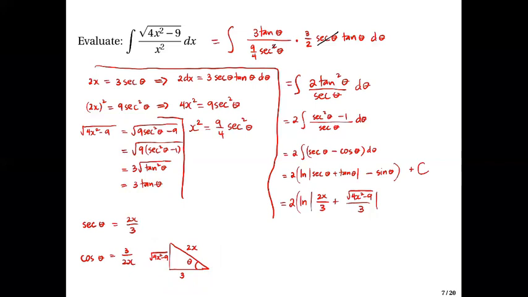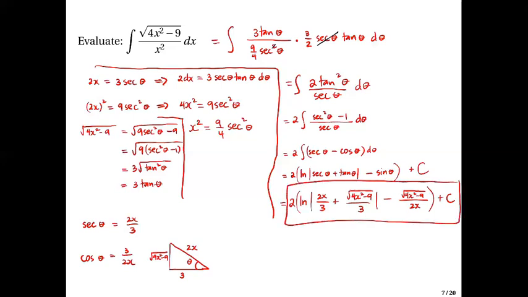And then minus sine theta, it's opposite. So square root of 4x squared minus 9 all over the hypotenuse, which is 2x. Then we close this, and then we have the plus c. So this is the final answer for this. Okay?